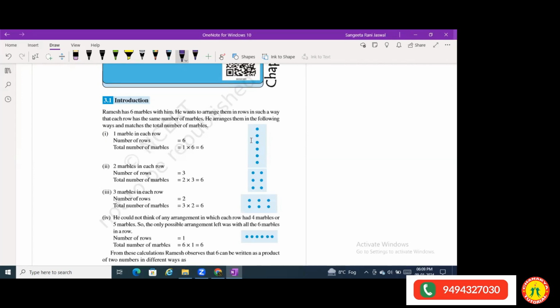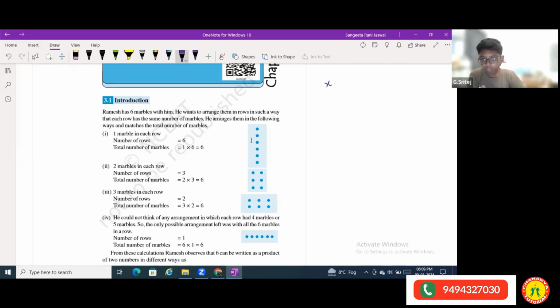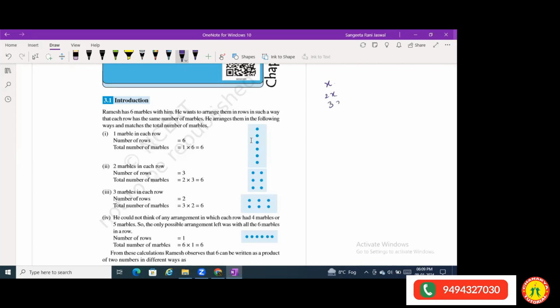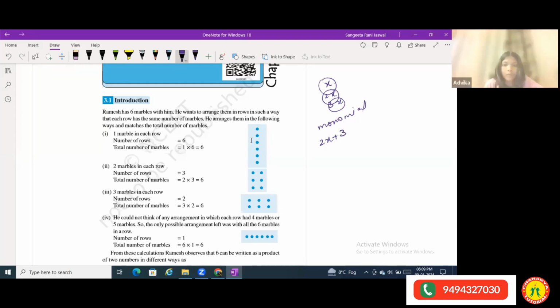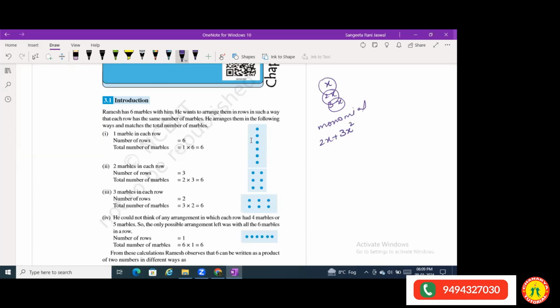Actually, for that you will have to do polynomials, as when you have any term with x. It can be 1x, 2x, 3x. When there is only one term with x, it is called a monomial. When you have two terms with x, like 2x plus 3x squared, it is called a binomial.